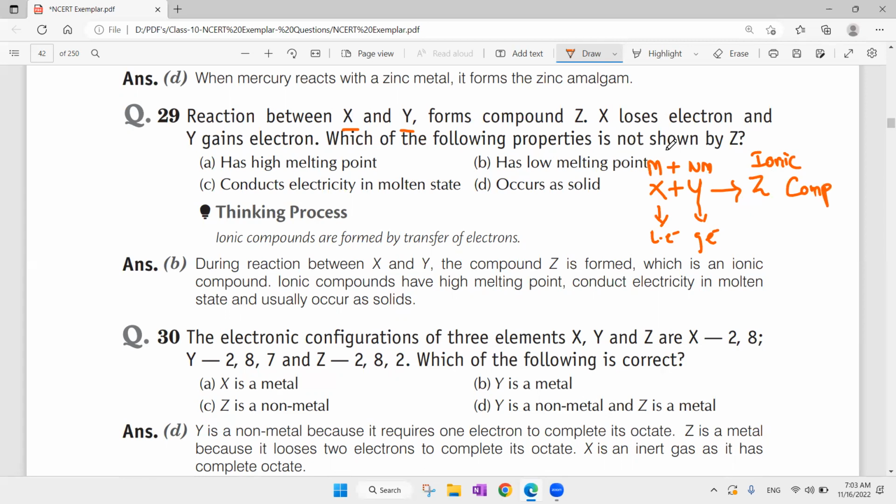Which of the following properties is not shown by Z? That is, which property is not related to an ionic compound? It has a high melting point? Yes, salt will have a high melting point. It has a low melting point? No. Salt will have a high melting point. Conducts electricity in molten state? Yes. Salts conduct electricity only in the molten state, not in the solid state. Occurs as a solid? Yes, all salts occur as solids. No salt is a liquid or a gas. So B is the answer they are asking for, since that statement is wrong.